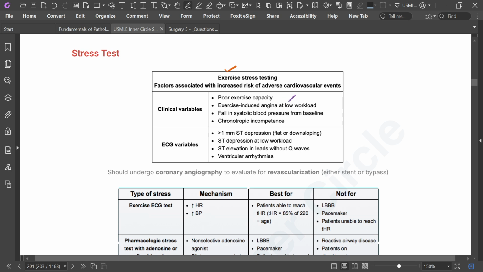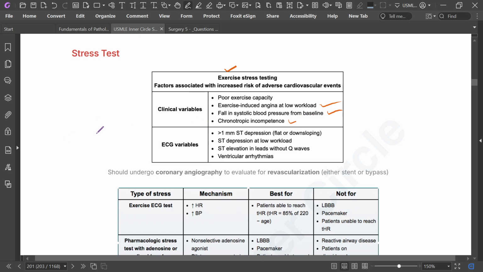Poor exercise capacity, exercise-induced angina at low workload, fall in systolic blood pressure from the baseline, and chronotropic incompetence, like incompetence of the force of contraction of the heart.